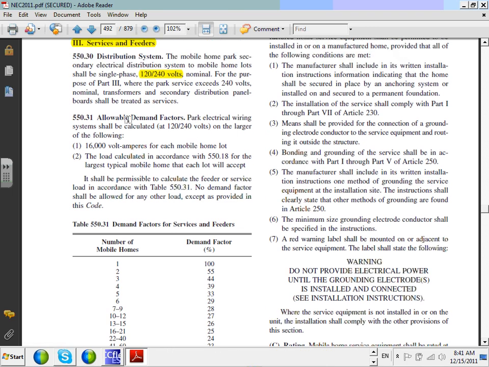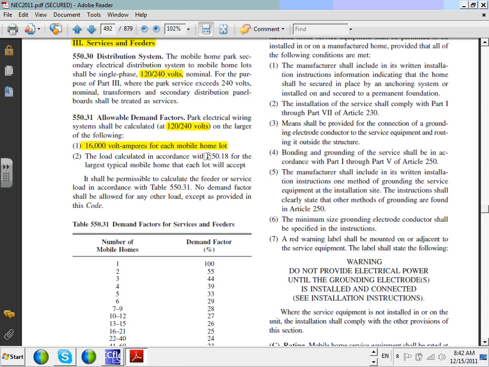So the first thing I want you guys to know is how to find the demand. Chris, we're doing it only for 120-240, so don't think of three phase here. There are two calculations. Either you use the first one, which is most of the time what we use. It will tell you very easily, if you have a mobile home lot, mobile home park, you go 16,000 volt-amps for every lot that you're going to put a mobile home in. That's easy. You add the lots that you have there, and you add 16,000 volt-amps.